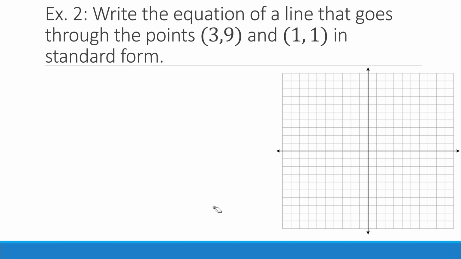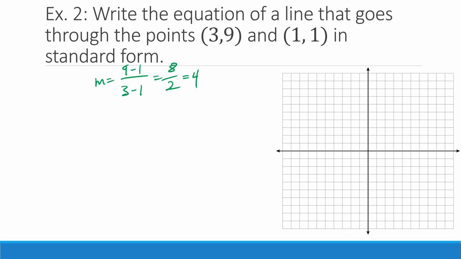All right, let's do another example. Write the equation of a line that goes through the points (3, 9) and (1, 1) in standard form. So let's do it in two ways. First of all, let's get the slope. We really need the slope, and that would be 9 minus 1 over 3 minus 1. That's going to be 8 over 2, which is 4.